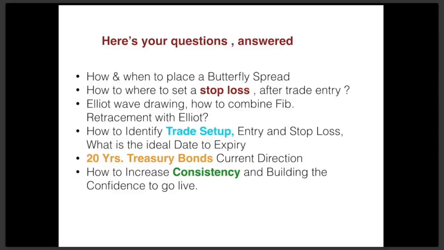So again, refer back to step 1, which is the directional assumption, and gauge how long a wave will last. This can be found in your trader's report and also the video update. And the fifth question, the 20-year Treasury bonds current direction. I'm going to switch over to the latest video update and show you the current direction of TLT bonds to answer your question. And then, how to increase consistency and build confidence to go live.